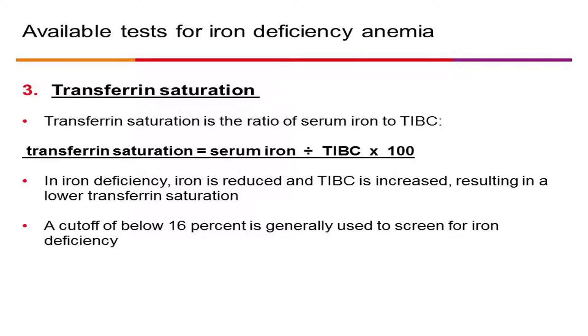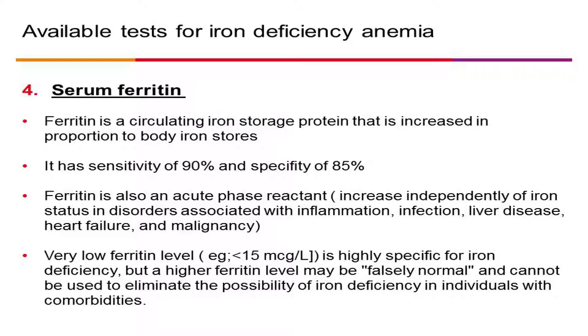Serum ferritin. Usually what we like in our hospital, and we depend mostly upon to diagnose iron deficiency anemia, is ferritin, because ferritin is a storage form of iron. Some of it is in the bone marrow and some of it is the circulating form. So what we measure is the circulating form. It has a sensitivity of 90% and specificity of 85%. But remember that though it is very specific and sensitive, it can be affected as it is an acute phase reactant.